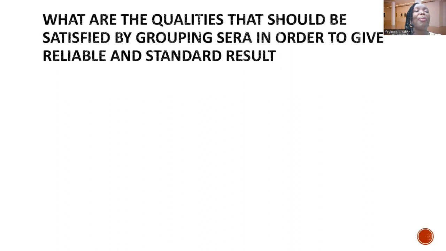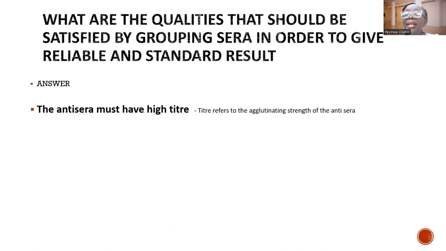What are the qualities that should be satisfied by grouping sera in order to give reliable and standard results? You are grouping sera, the anti-sera you use in the laboratory for your cell grouping. What are the qualities that they must satisfy in order to give reliable and standard results? Answer: One, the anti-sera must have high titer, and this refers to the agglutinating strength of the anti-sera. The agglutinating strength must be high.